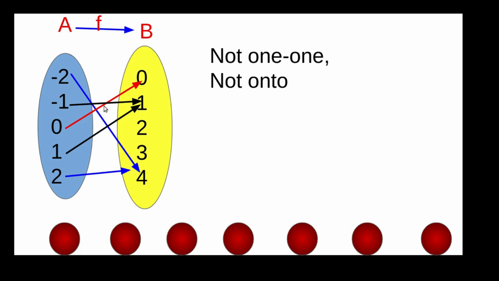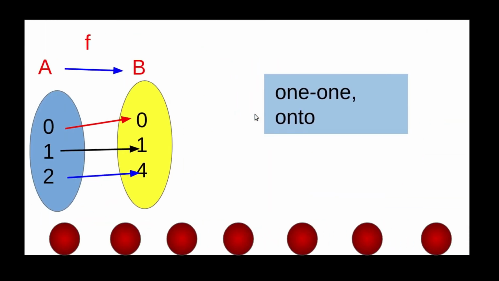So this function is not 1-1, not onto, so it is not bijective. Now consider a function from A to B: 0, 1, 2 to 0, 1, 4. Here also f of x is x squared: 0 to 0, 1 to 1, 2 to 4.